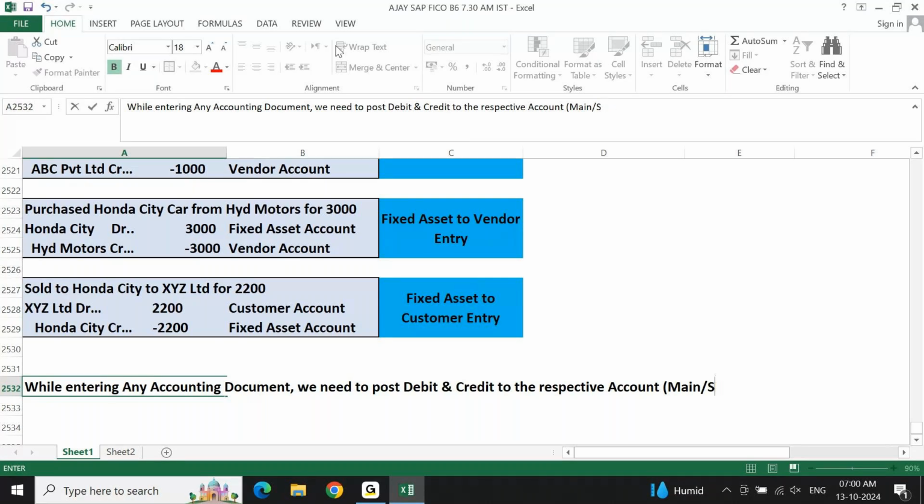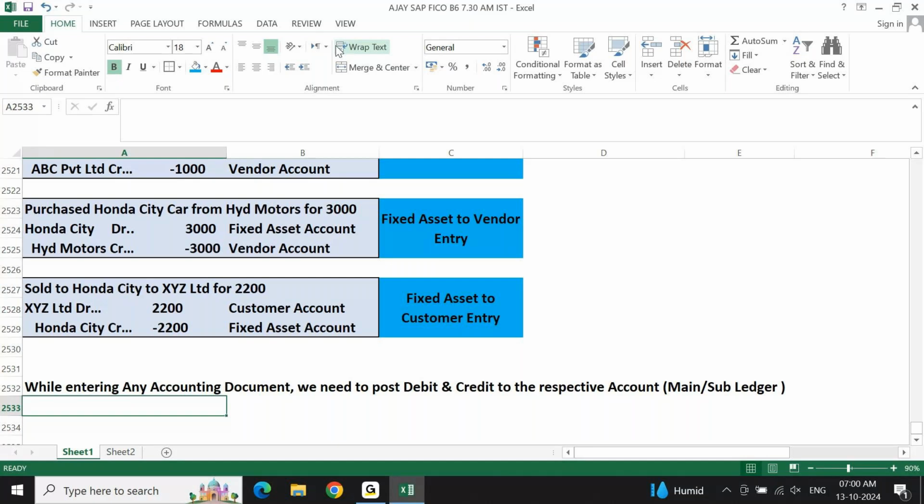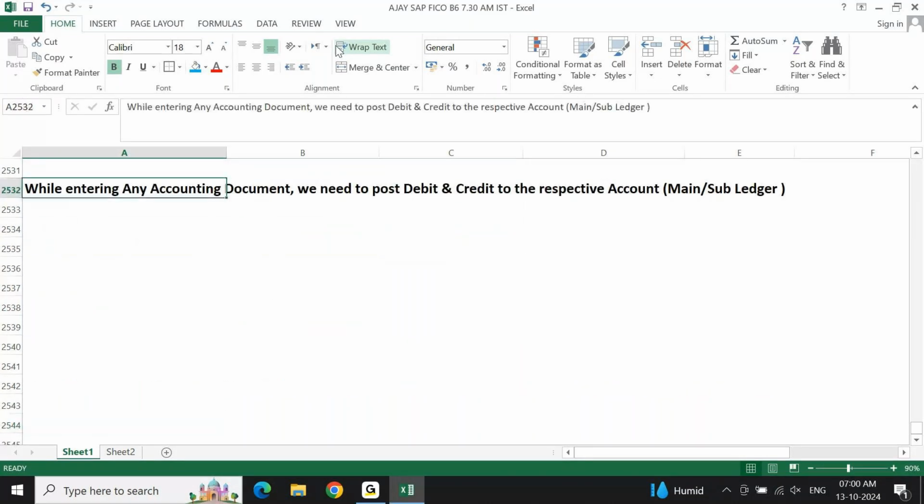Main or subledger. Am I correct? Is this correct? While entering any accounting document, we need to post debit and credit to the respective account, either main ledger or subledger. That is where we were debiting, crediting customer, vendor, fixed asset, GL.